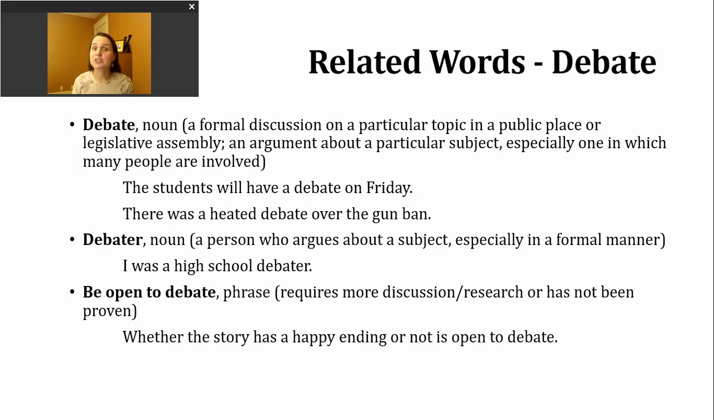Another related word that you might hear is the noun debater. This is a person who argues about a subject, especially in a formal manner. And I should note that debate in its noun form can be a class or an activity in high schools and colleges. And the people who participate in that activity are many times called debaters. And that's going to connect here to our example sentence. I was a high school debater. Another true sentence. This is something I did for 2 years while I was in high school.